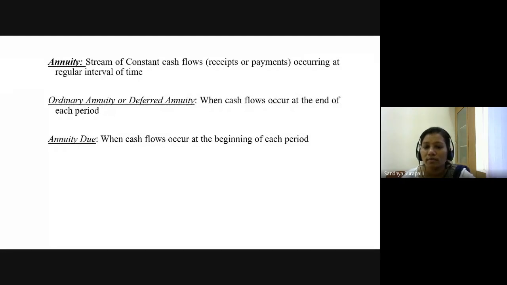So now, what we have done is a lump sum amount you are depositing now, or a lump sum which you are going to receive in future. One time, only one time you are going to receive it. So it is known as lump sum. One time you are depositing, or one time you are having a cash inflow.